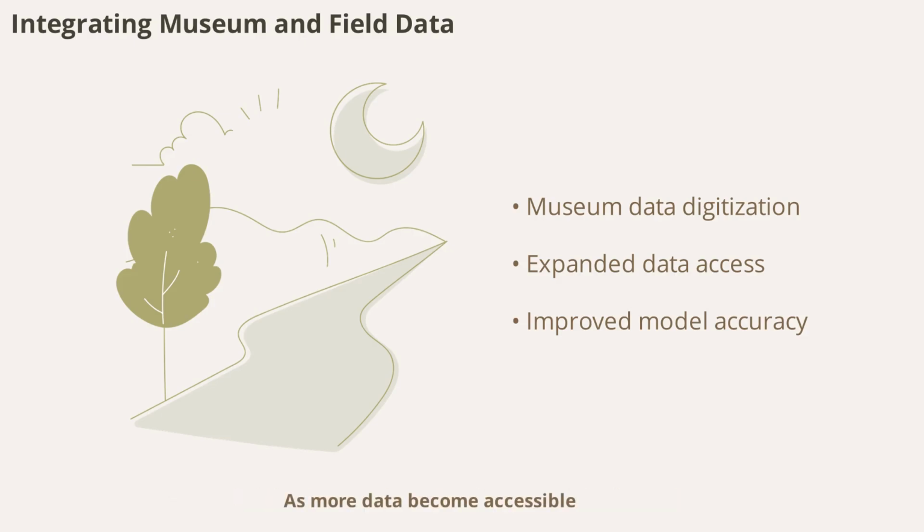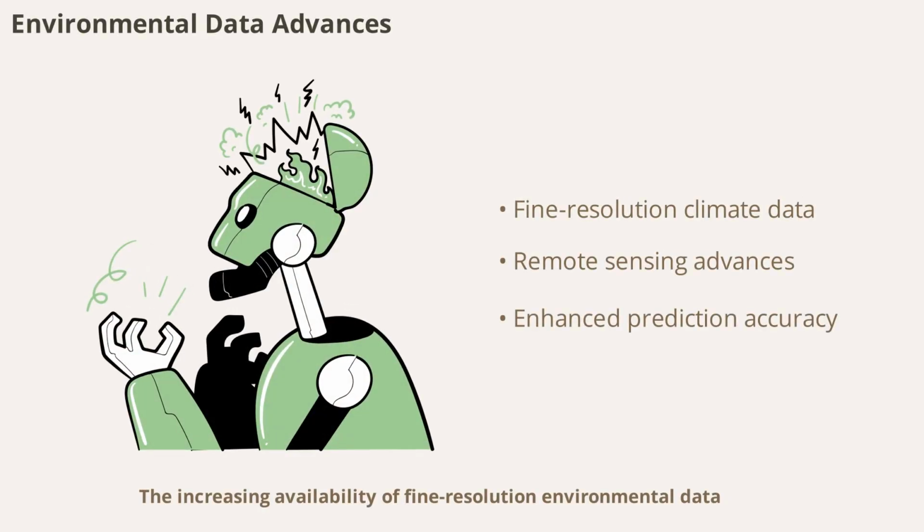As more data become accessible, models will become more accurate and comprehensive, supporting global biodiversity research and conservation. Increasing availability of fine-resolution environmental data, such as climate layers and land cover maps, enhances the power of species distribution models. These data allow for more detailed and accurate predictions, especially when combined with robust modeling methods like MaxEnt. As remote sensing and environmental monitoring technologies advance, the potential for ecological modeling continues to grow.